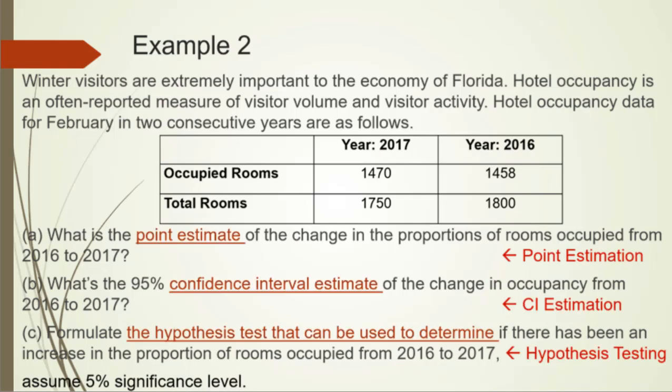When we work on the following questions, it is useful to identify the question type. Part A asks for the point estimate of change in proportions of room occupancy from 2016 to 2017. So it is an estimation problem. Part B asks for a confidence interval. So it's also an estimation problem. Part C asks to test whether there has been an increase in proportion of rooms occupied from 2016 to 2017. This is a hypothesis testing question. We would use different statistical tools to solve these questions, with the help of a formula table.